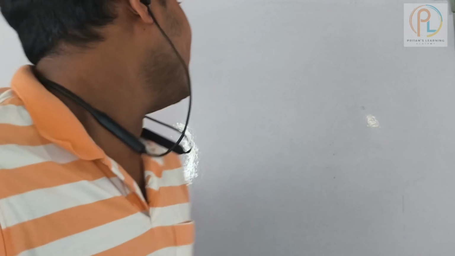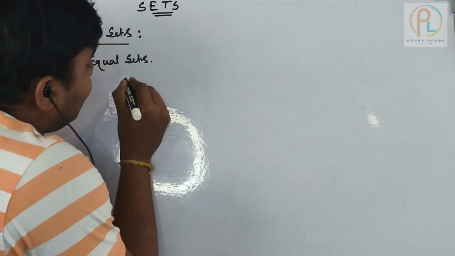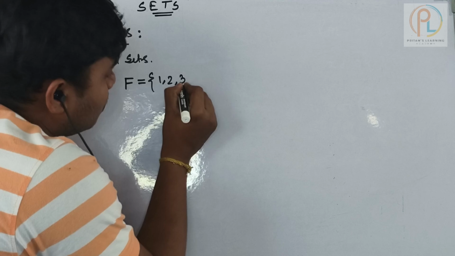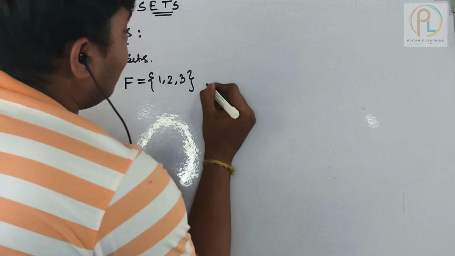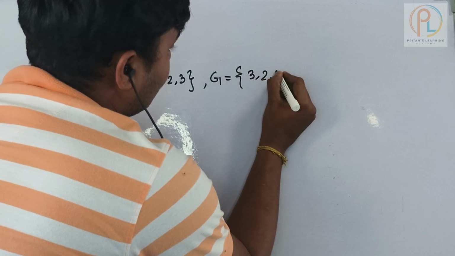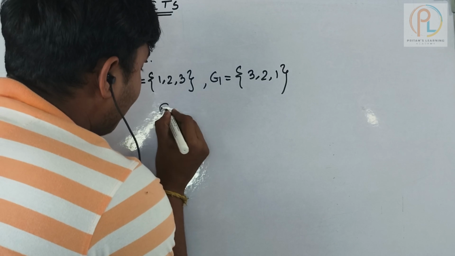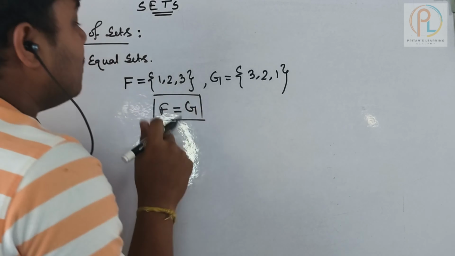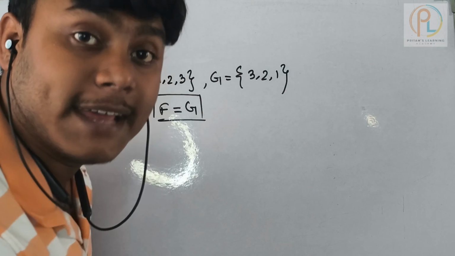Two sets are called equal sets if they contain exactly the same elements. For example, let us take a set F that is {1, 2, 3}, and then take a set G that is {3, 2, 1}. Then we say F is equal to G. They are equal because they have the same elements.